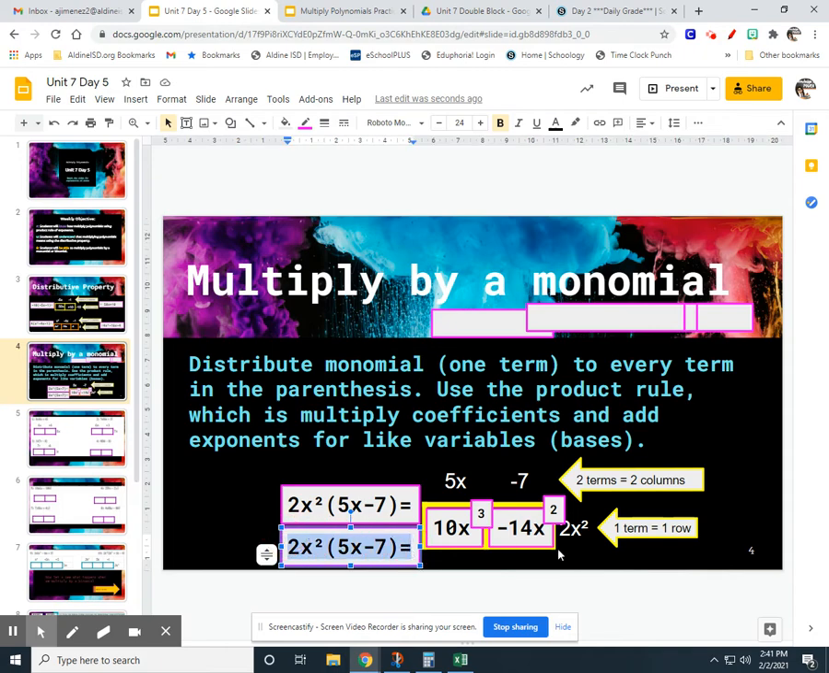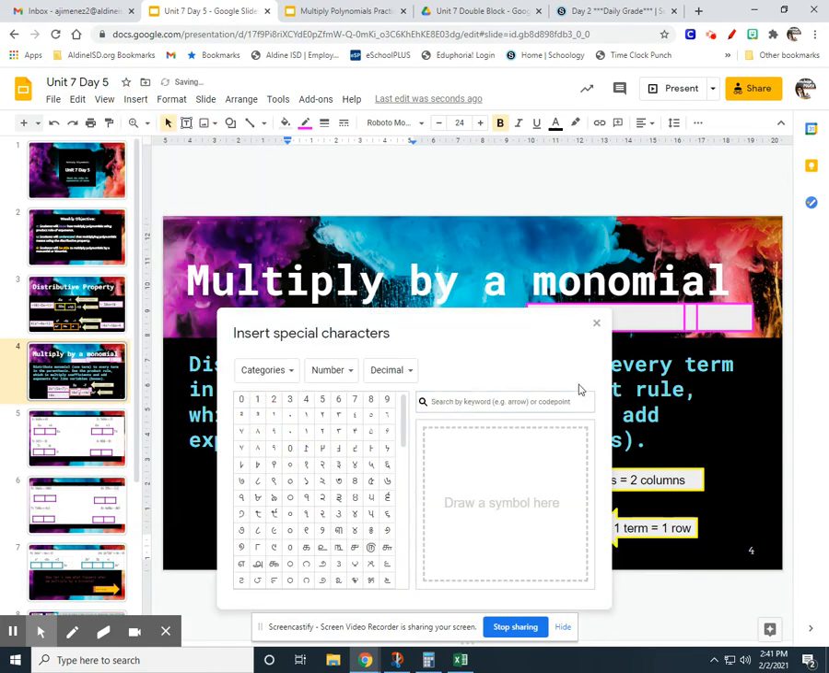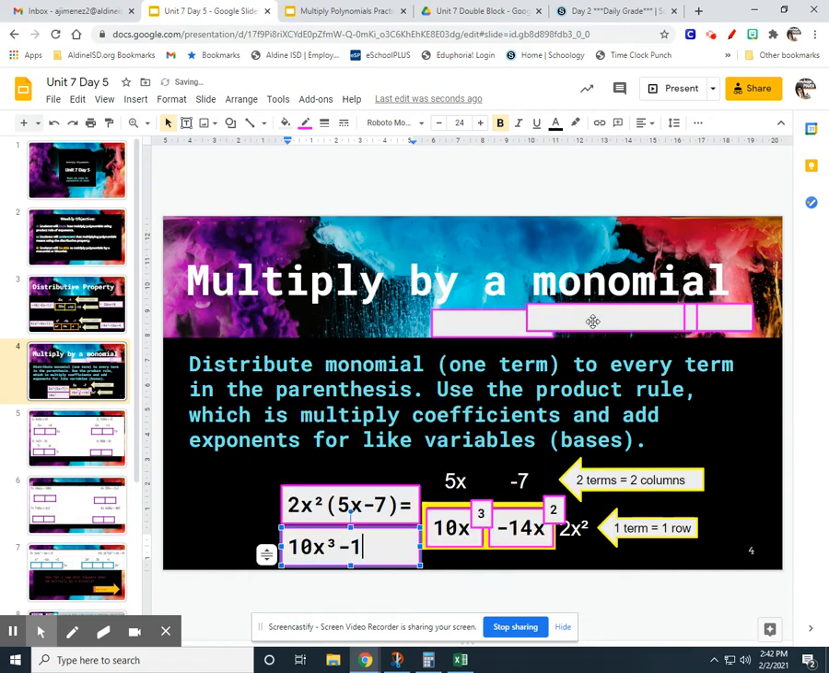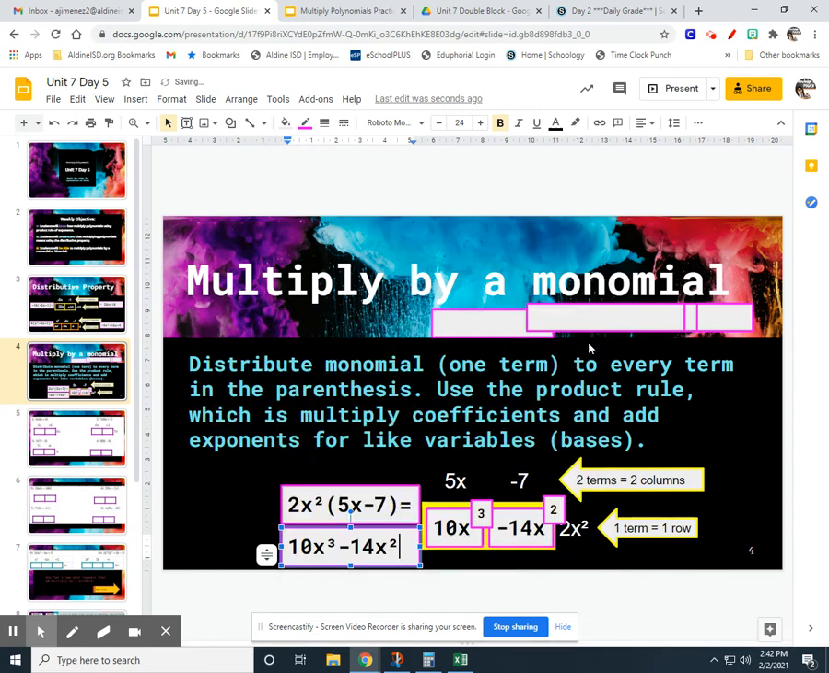All right, so it's 10x. Go to insert special character to get the third, close, and then minus 14x, and then insert special character squared, and then we close. This is my final answer right here. I went from this top part to this bottom part.